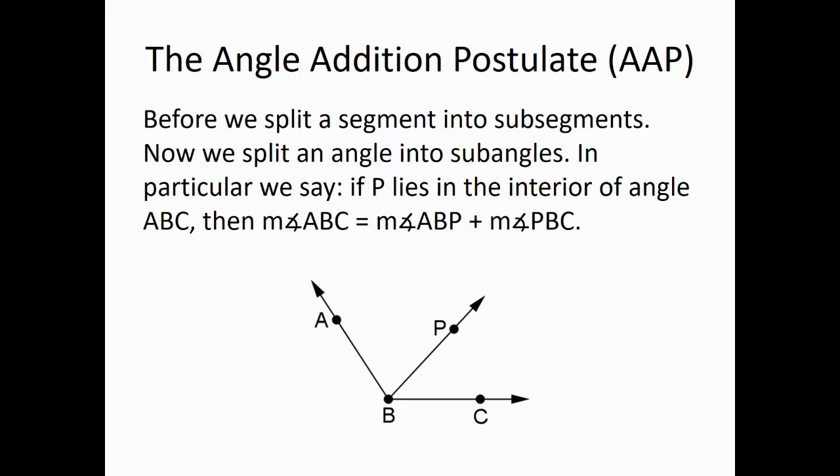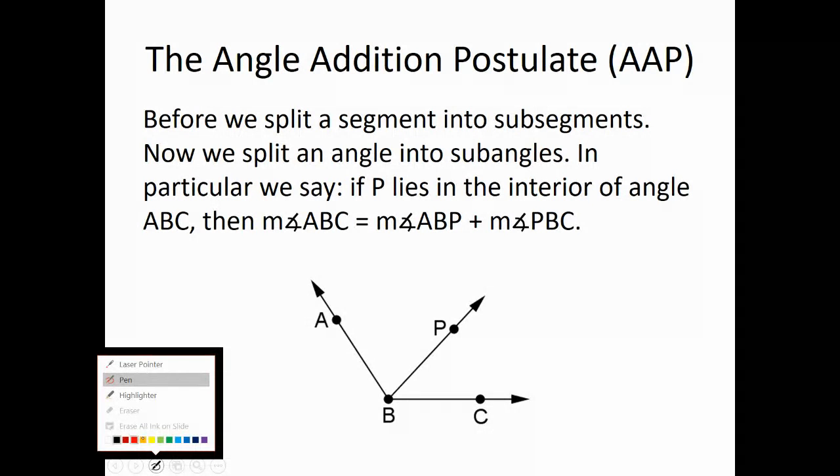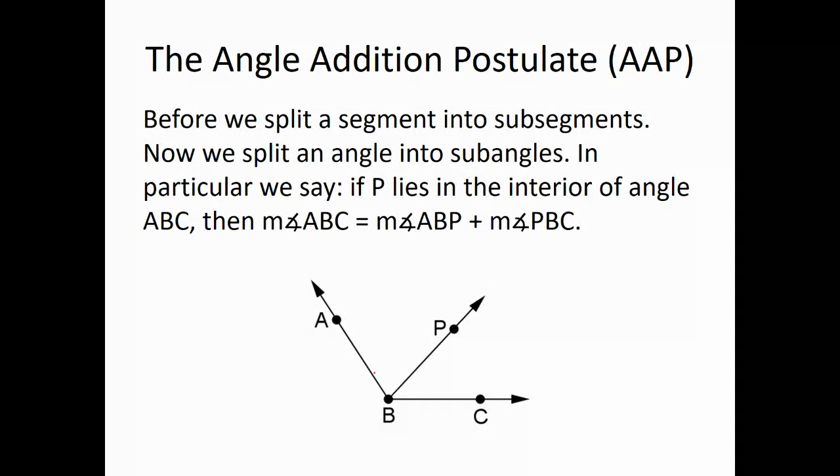So what we do in this case is we take an angle, pictured here, angle ABC, then we place a ray through its interior, ray BP, that splits that original angle ABC up into two parts, and then we say the whole ABC is the sum of the two parts. That is, the measure of ABC is equal to the measure of ABP, plus the measure of PBC.